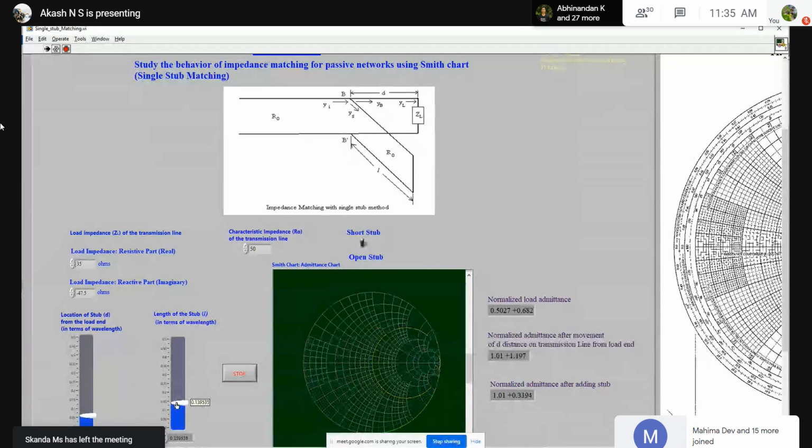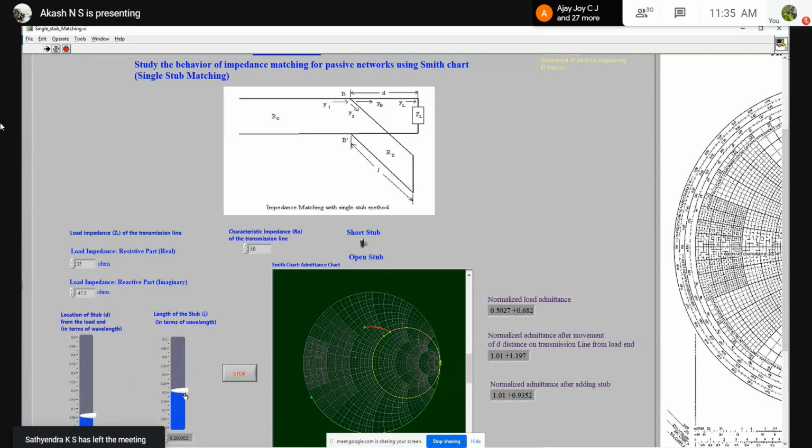As we vary this, we can see that the circle is following the path. Once the path is completed like this, it shows that it is an open circuit, sir. A short circuit. This is a short circuit. As the length of the stub increases, this is a short circuit. There will be no impedance because it will be very close to ZL.